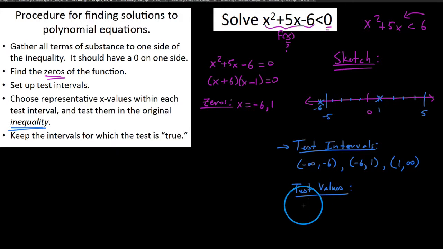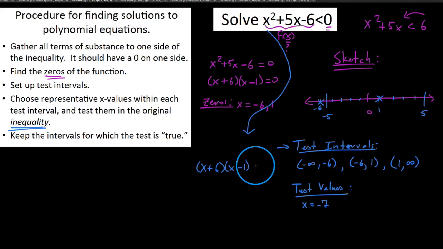So out of our first interval, between -6 and -infinity, I might test -7 here. We would evaluate this and see if we get a true or false statement. So I'm going to bring my original inequality down here, and I'm going to write it in factored form. I have x plus 6, x minus 1, and this is less than 0. What I want to know is, are all of the x values on this interval from -infinity to -6 all positive or all negative, and do they satisfy the original inequality?